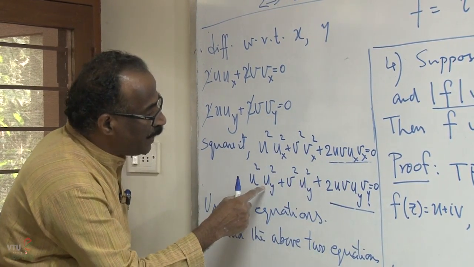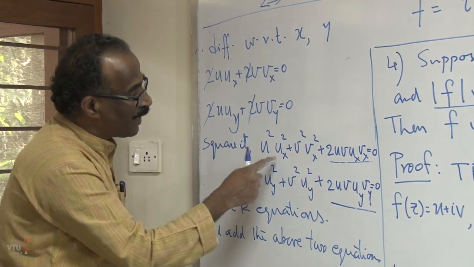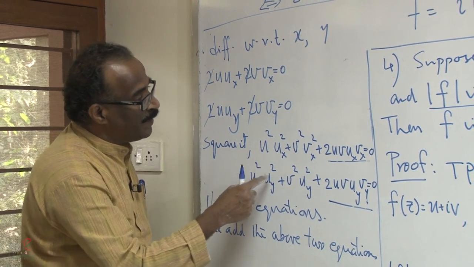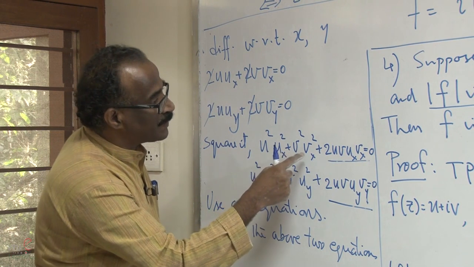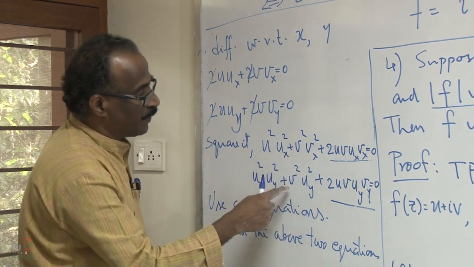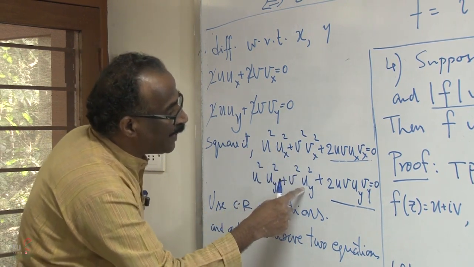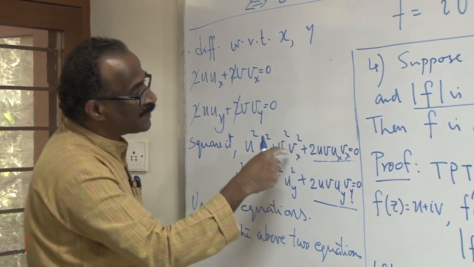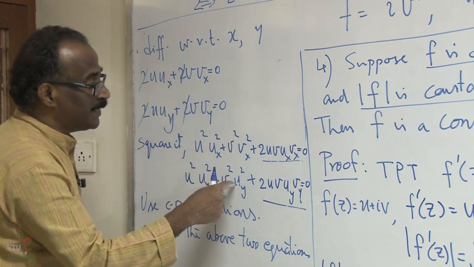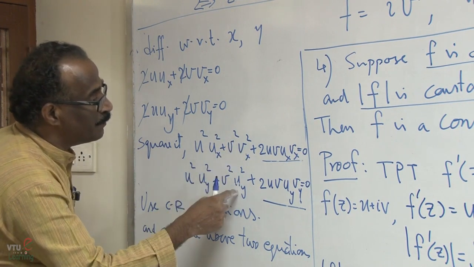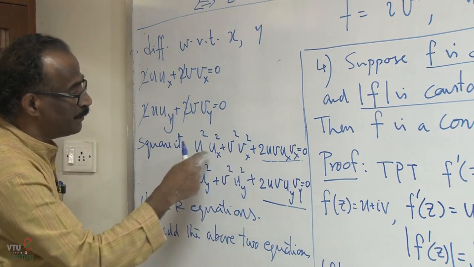Now again, the negative sign will not affect the other terms because of the square. So uy square will be the same as vx square, because there won't be a sign change. So these two terms are the same, these two terms are the same.